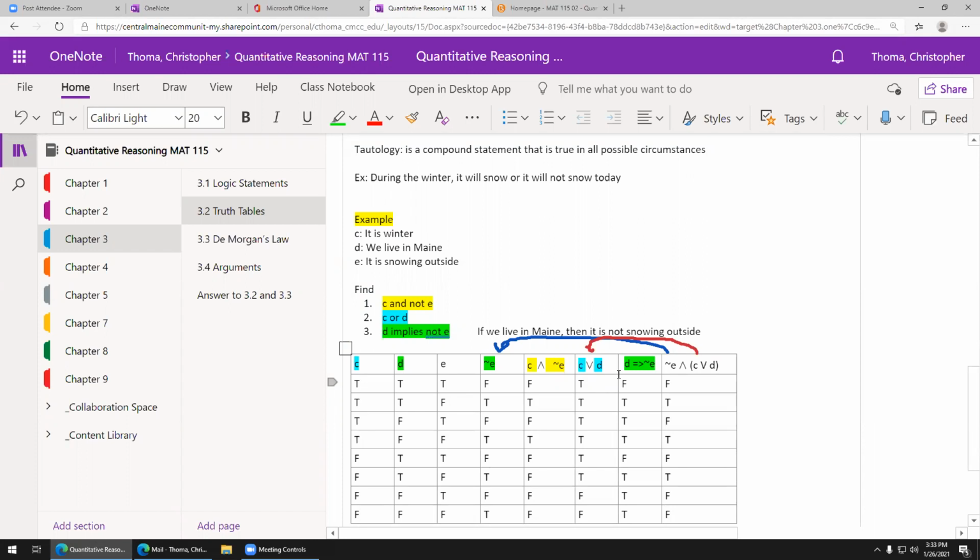So depending on how you write your statements, does it make sense? So what I mean, does it make sense? So D implies not E. If I put that in words, that's what this statement is for. If we live in Maine, then it is not snowing outside, right?